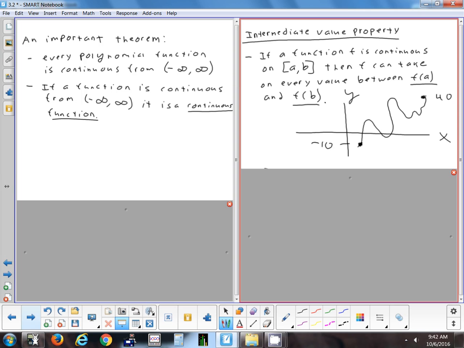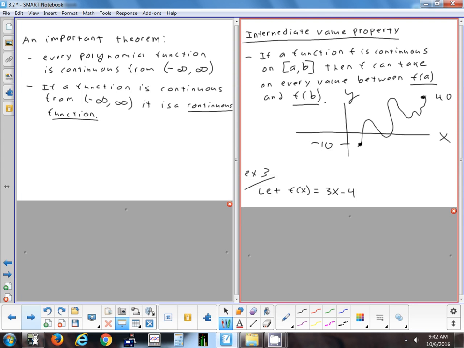Any questions on that idea? Now that doesn't apply if a function is discontinuous, because with a discontinuous function, I could just pick my pencil up and it's almost like I could warp somewhere else, right? But if you're continuous, you can't do that. You have to go through every value in between.